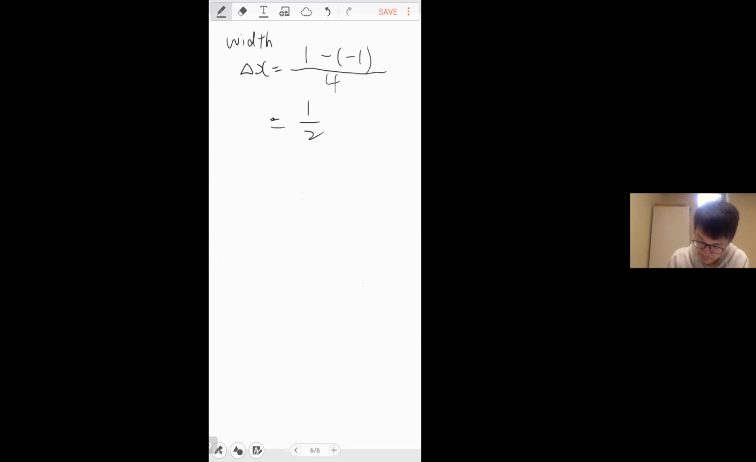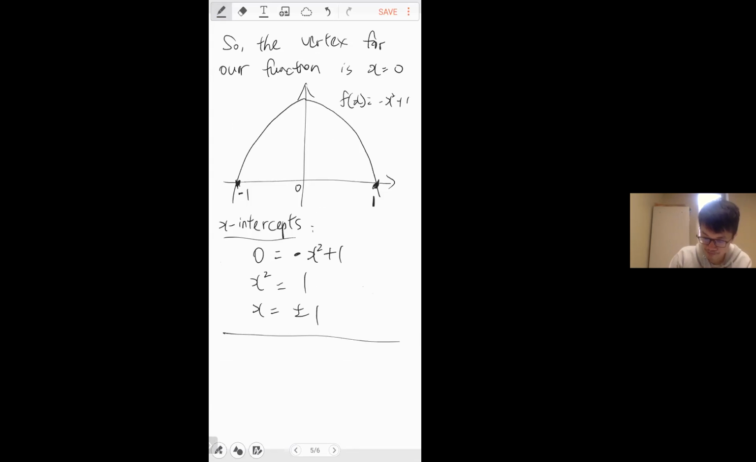Okay, now that you know that each rectangle should have width 1/2, you can now split the interval into several parts. So starting from -1, that's the first point. The second point should be -0.5, -1/2. And then the next one would be 0. And then the next one should be 1/2 or 0.5. Does it make sense?